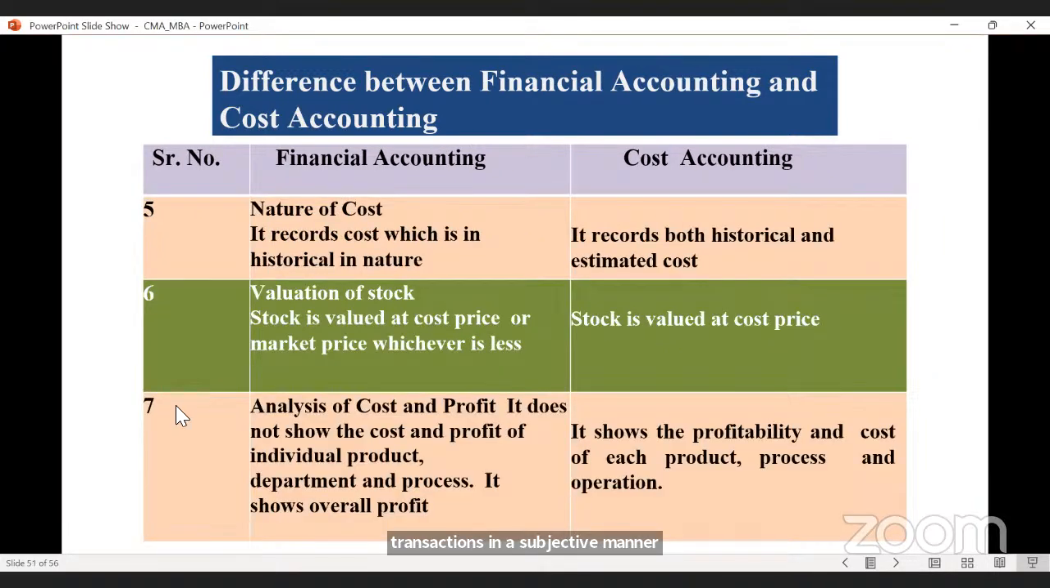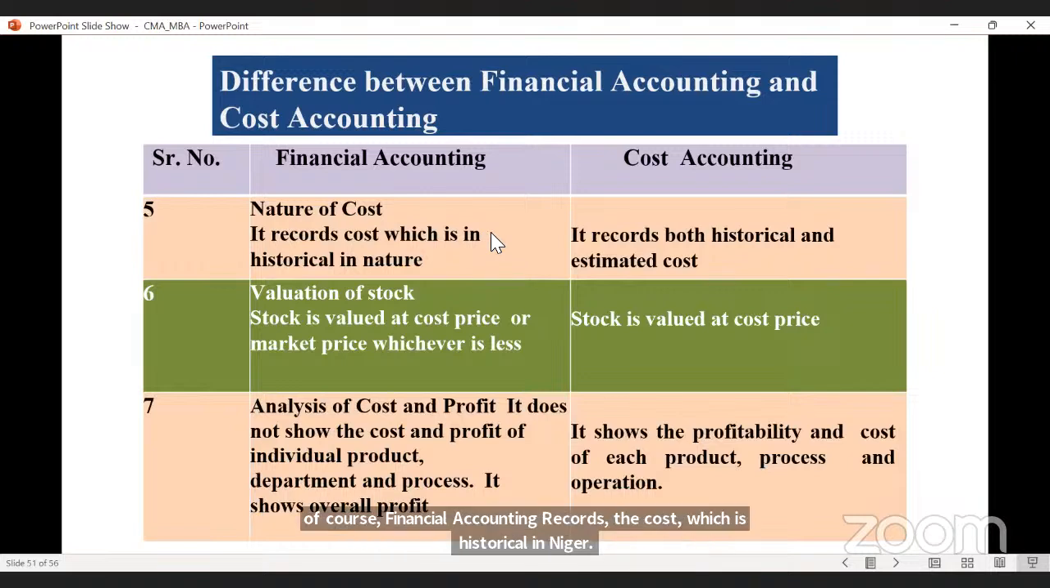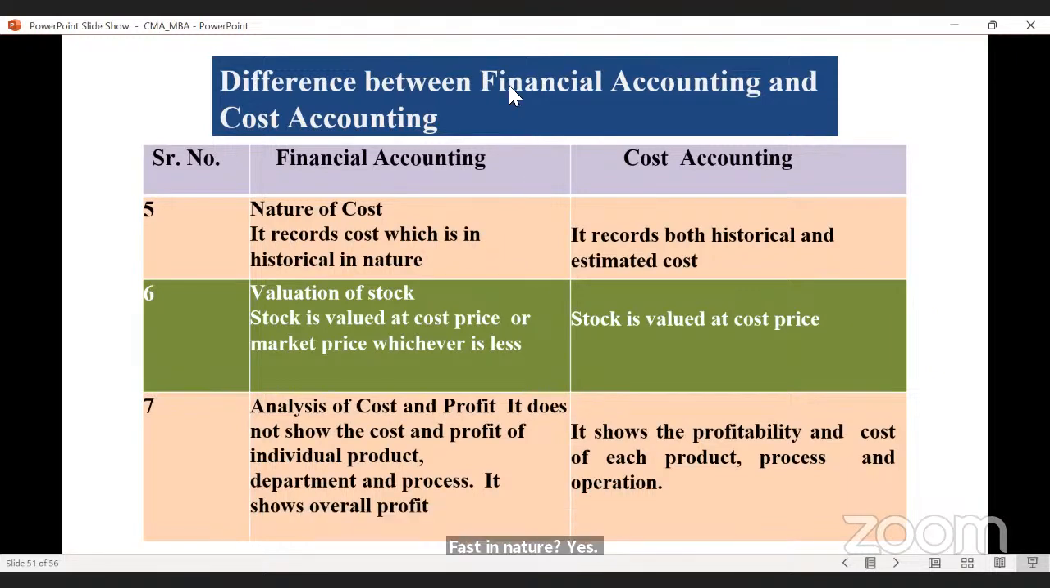And other differences are there also on the basis of nature of cost. Financial accounting records the cost which is historical in nature, that is past in nature. Yes. Any query?